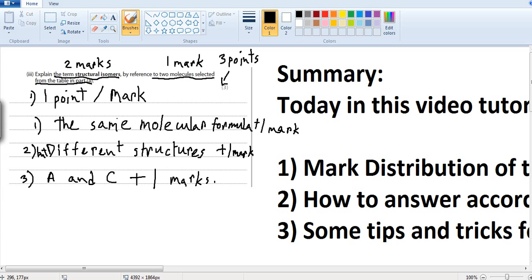That's all. I hope this video tutorial has helped you understand explanation type questions. For this typical type of question, we need to break it down into small points, and you need to remember that each point carries 1 mark. So per mark we give one point. This is one point, this is another point, and this is another point. By this method we won't lose any marks.